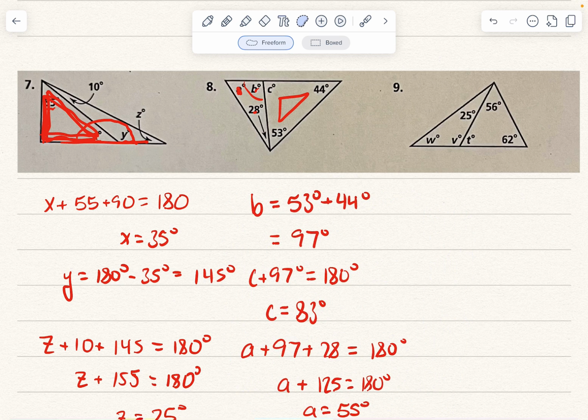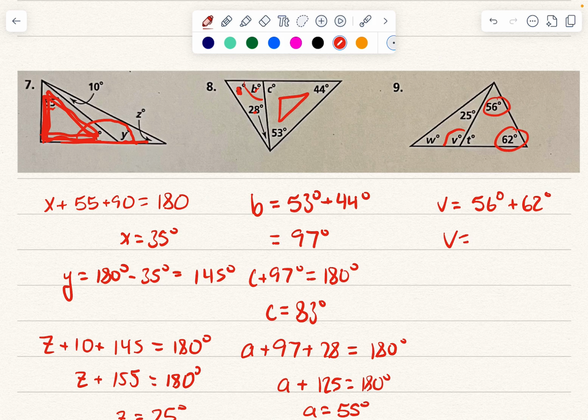This one's very similar to number 8. The whole thing's just flipped upside down. And so we look and we go, again, I'm going to start with V because V is this exterior angle for these two remote interior angles. So I know that V is equal to 56 plus, not equal 62, plus 62 degrees. So therefore, V is equal to 118 degrees.